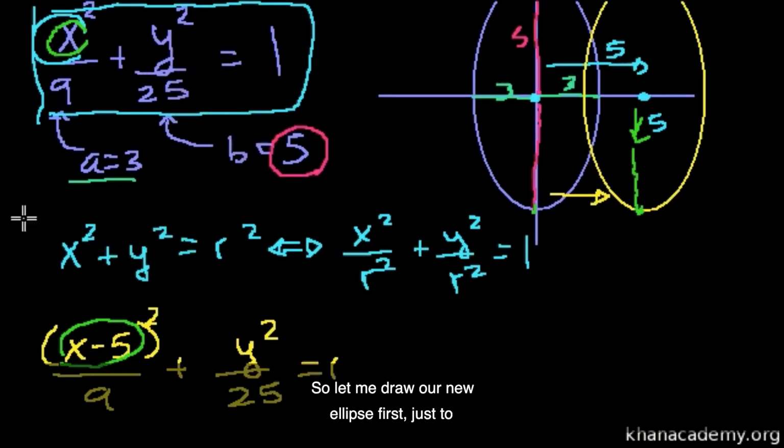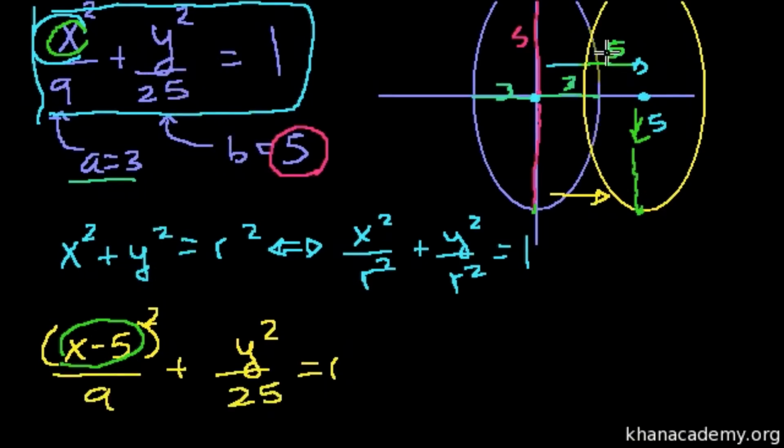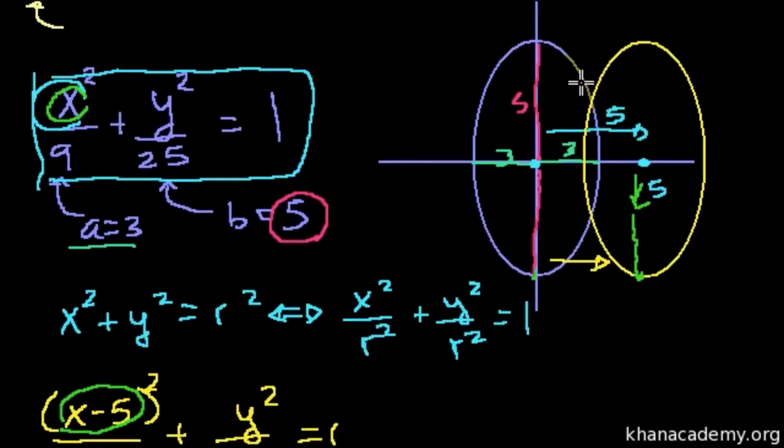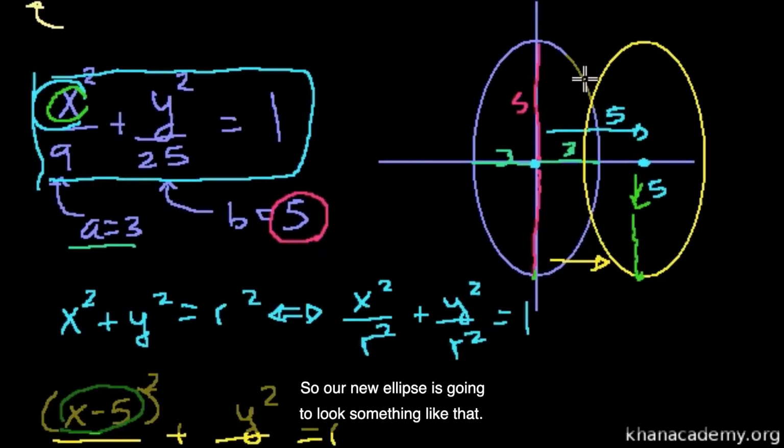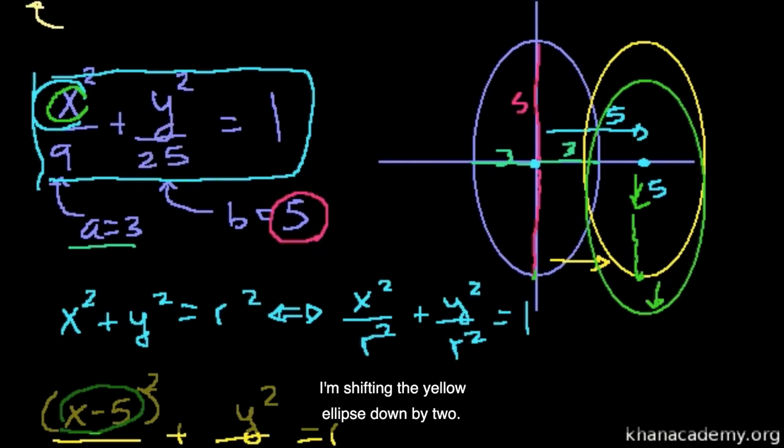So let me draw our new ellipse first, just to show you what I'm doing. It's going to be shifted down by 2. So our new ellipse is going to look something like that. So I'm shifting it down by 2. I'm shifting the yellow ellipse down by 2.